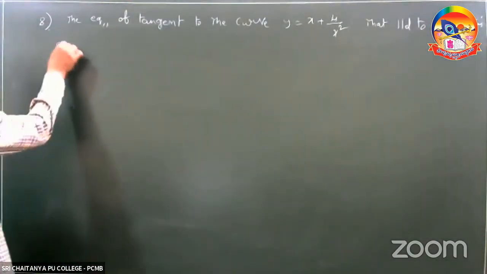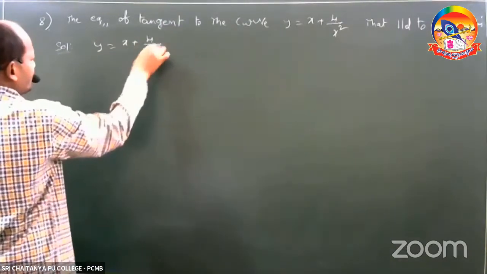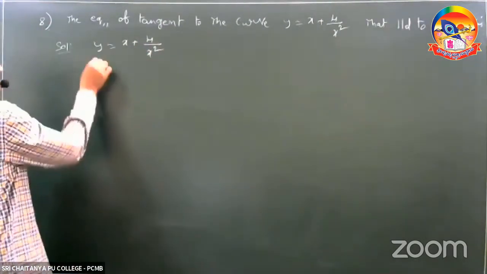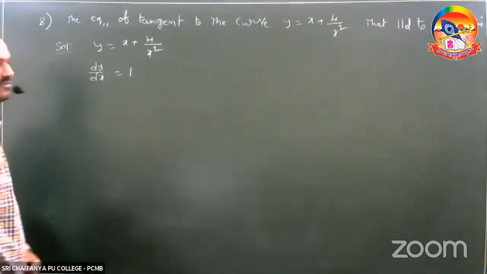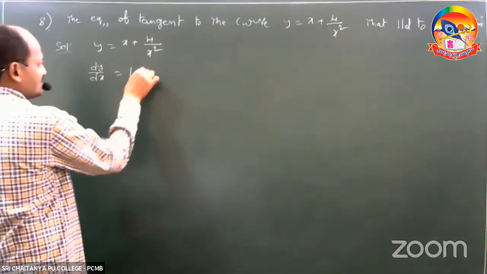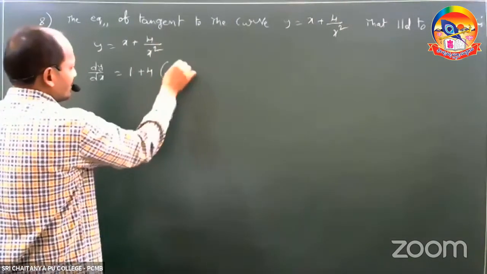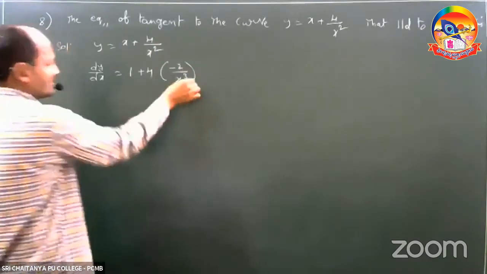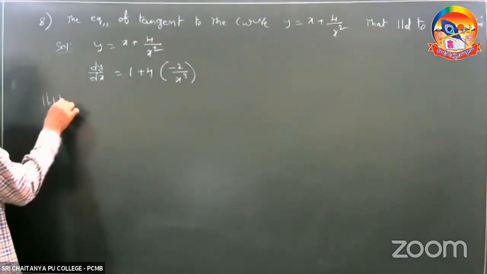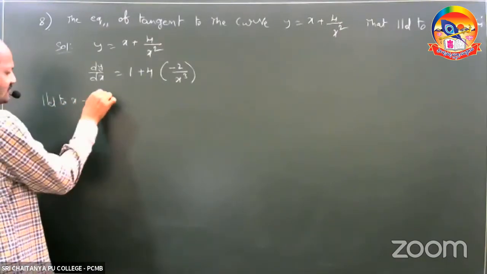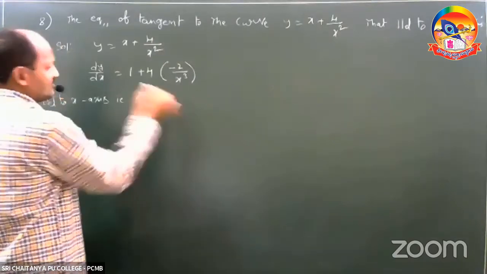So first, given curve y is equal to x plus 4 by x square. Its derivative dy by dx: derivative of x is 1, plus 4 times derivative of 1 by x square, which is minus 2 by x cube. Okay? It is parallel to x-axis, that is dy by dx is equal to 0.